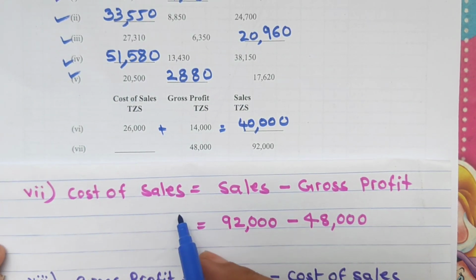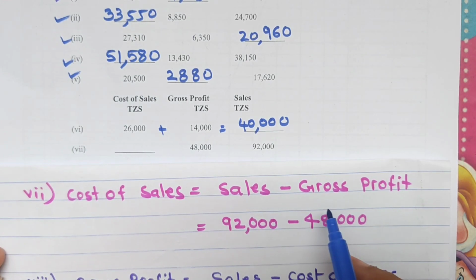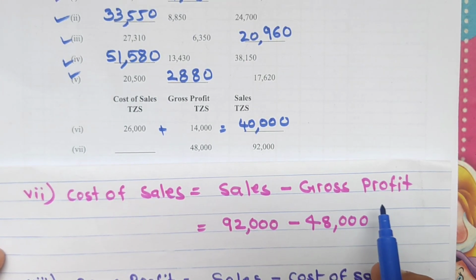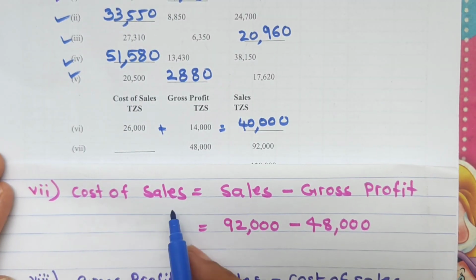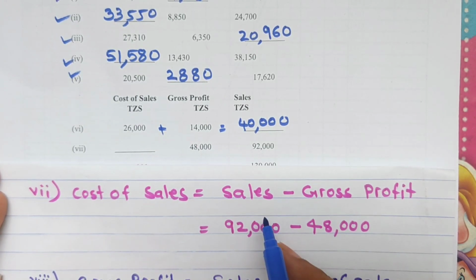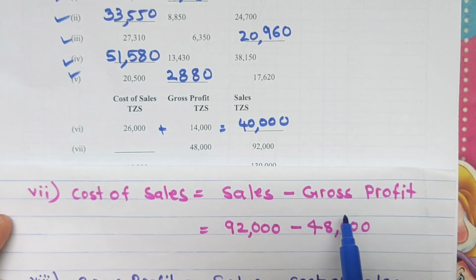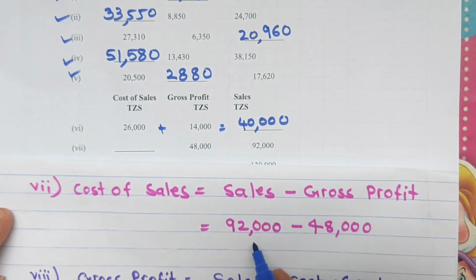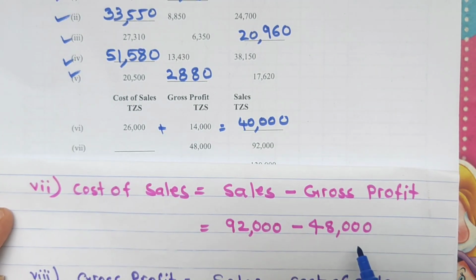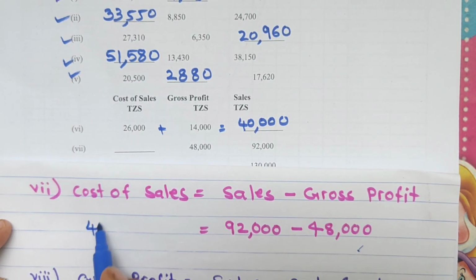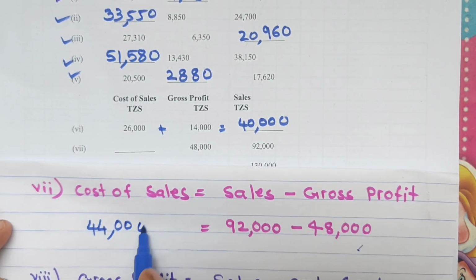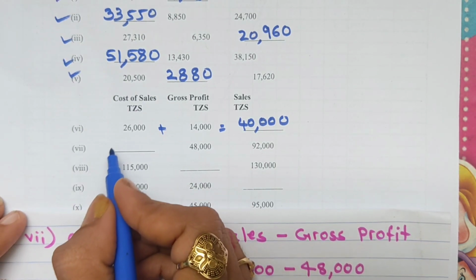So now the next one, in the second question here, 7th, cost of sales is missing. Cost of sales equal to sales minus gross profit. See students, this you are doing in the income statement. So sales is 92,000 minus gross profit 48,000. So you get cost of sales 44,000. So write down this amount here.